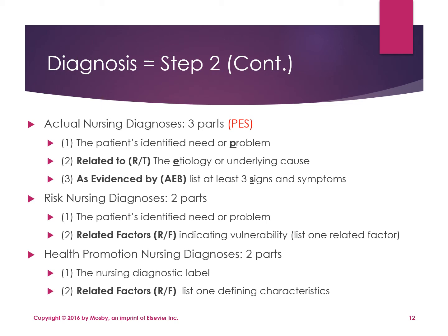The risk for diagnosis has two parts: a nursing NANDA diagnostic label, and then you're going to say related factors, R/F, indicating where the patient is vulnerable for developing this risk or problem. If your patient has no actual and no risk for problems, you would move forward to develop a health promotion nursing NANDA statement. These usually begin with the words readiness for enhanced.